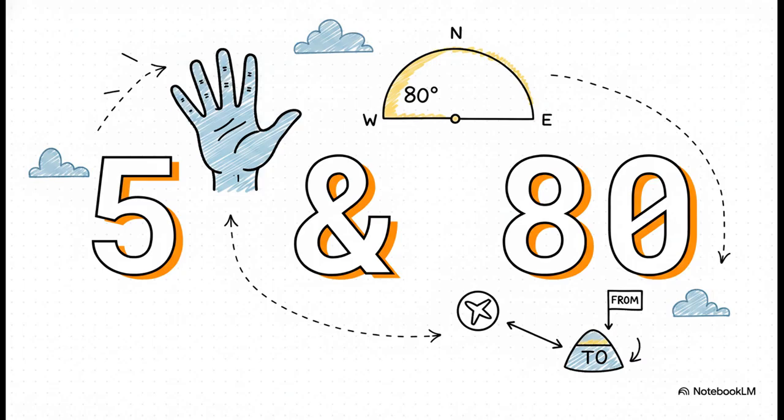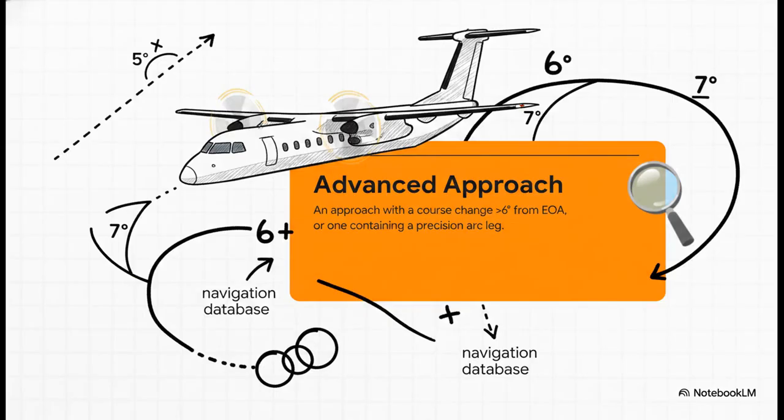So, high five for 80 degrees keeps your sequence moving. Furthermore, the FMS strictly categorizes the complexity of what you're actually flying. We call this next concept the 6 degrees of separation rule, and this instantly defines an approach as an advanced approach in the nav database. If there's a course change between the approach label and the end of approach of more than 6 degrees, or if it contains a precision arc leg, the system automatically flags it as advanced.